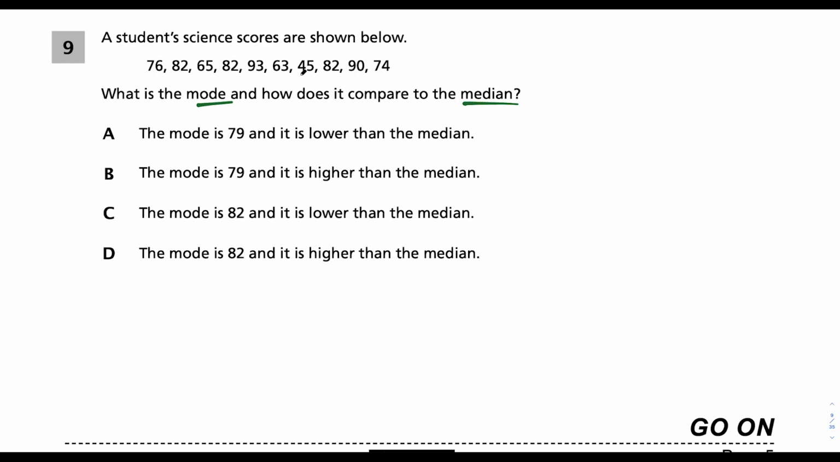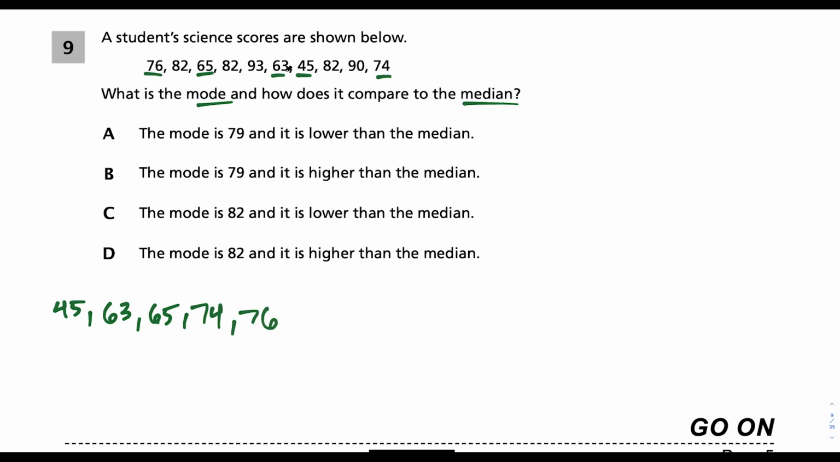The smallest value in the list is 45. So I'm going to write 45 here, and I like to underline it so that I can keep track of what I already wrote. Then after 45, 63 looks like the next smallest number. So we have 63, and then after that would be 65. And scanning this, it looks like 74 is going to be the next smallest value, and then 76.